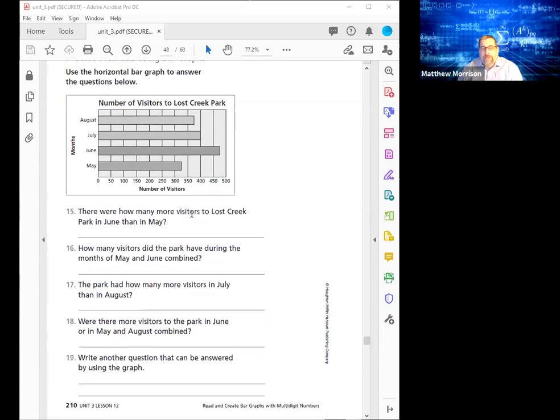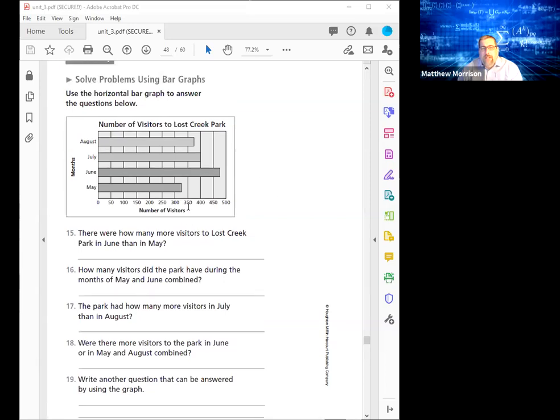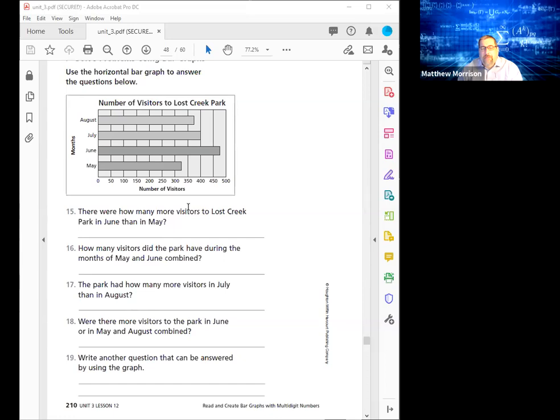Again, you're going to look at numbers, compare. Sometimes you'll have to add more than one together, right? Like here's how many visitors in the month of May and June combined, think plus. How many more visitors in July than August, think subtraction. Here's one: how many more visitors in June than in May and August. So that means you have to add May and August and subtract from June. Okay, and then you're gonna write another question on your own. You're gonna have basically the answers in the folder or in the assignment.